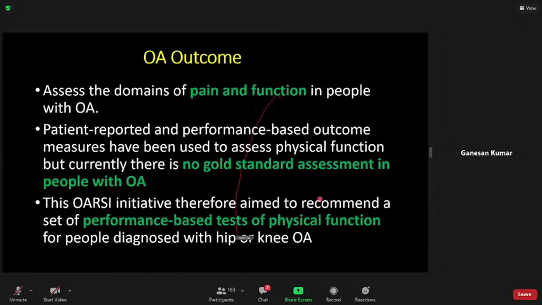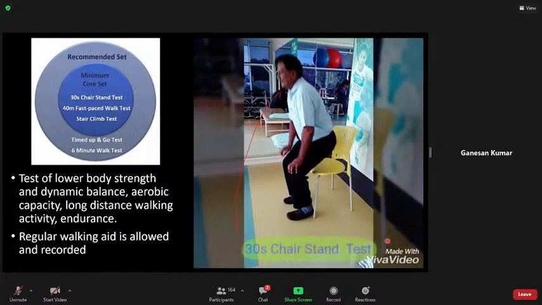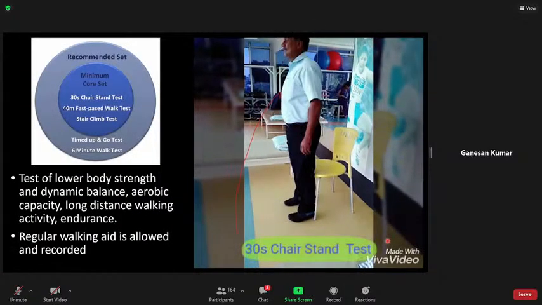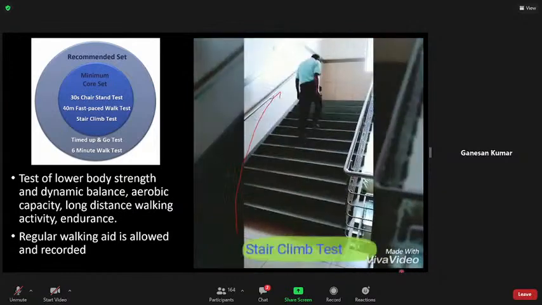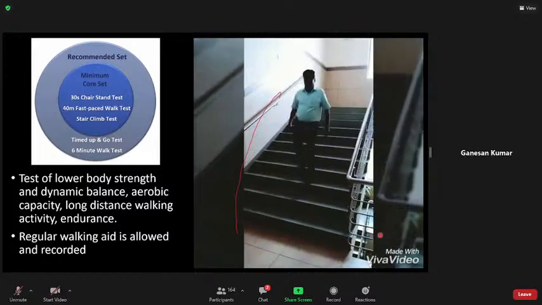That is one. The other one, what they say, is you have to use more of a performance-based test for physical function. That means we can use those tests where we can assess the functional capacity of the patient. Now, this is the 30-second chair test. You ask the patient to sit to stand for 30 seconds. Then the stair climbing test, where you can have about 8 to 9 stairs. This is going to assess all the problems that patients commonly tell.